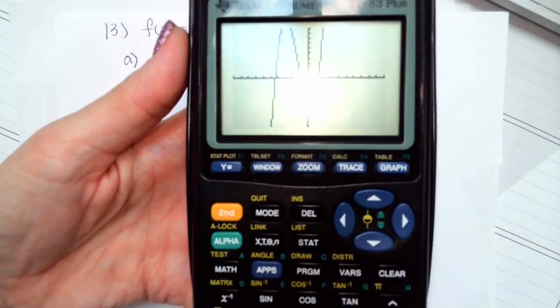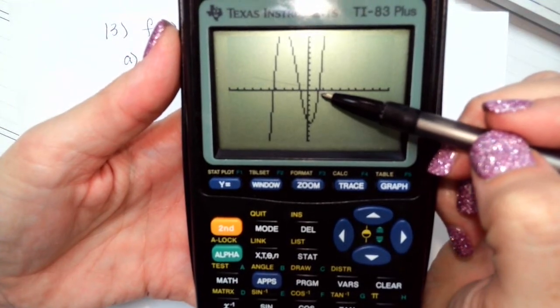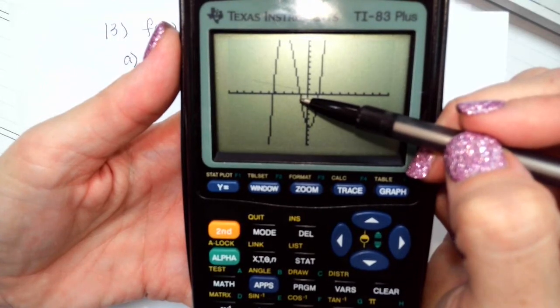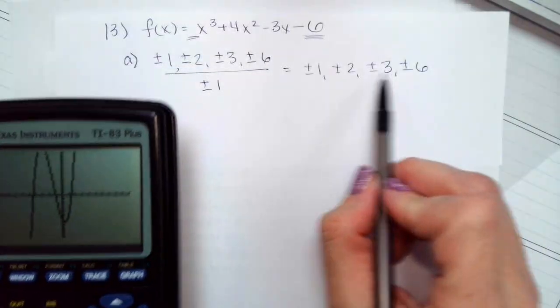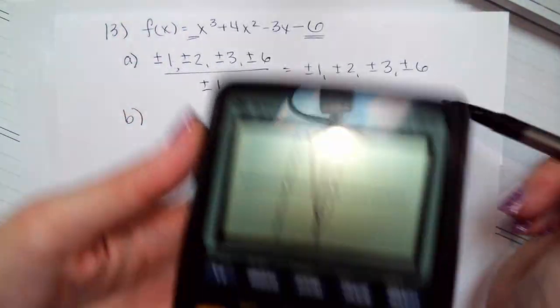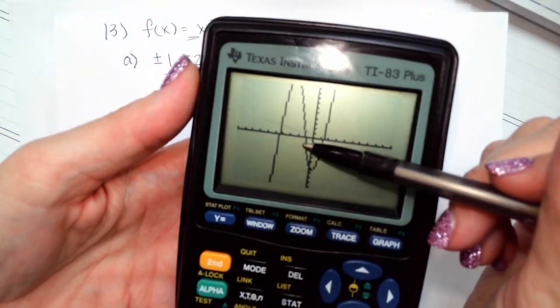And this one, it's going between 1 and 2. It looks like it's going at -1. And I do have 3. Nope, I don't have 3 over 2. That was the last one. Okay, so the only possible options I have are 1, 2, 3, and 6. So I'm going to try -1.